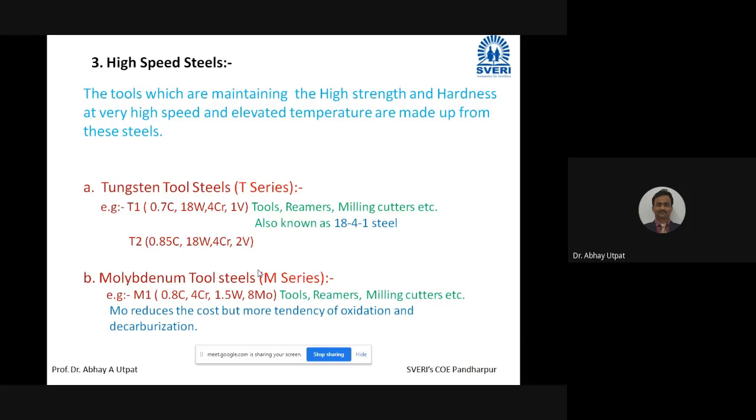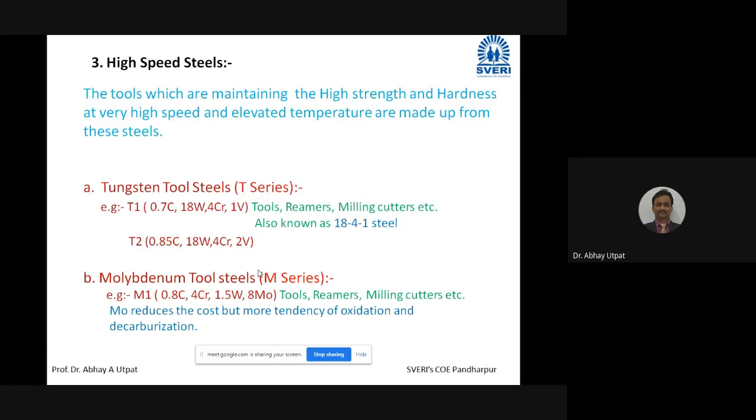Next one is molybdenum. Now, one more statement I have written with a blue line. Molybdenum reduces the cost, but has more tendency of oxidation and decarburization. So you have to find a compromise between these. If you want to maintain your steel for higher speed for a long time, then you have to compromise on cost. With tungsten, it will be a little costly. But if you have to save the cost, there are chances of oxidation and decarburization.